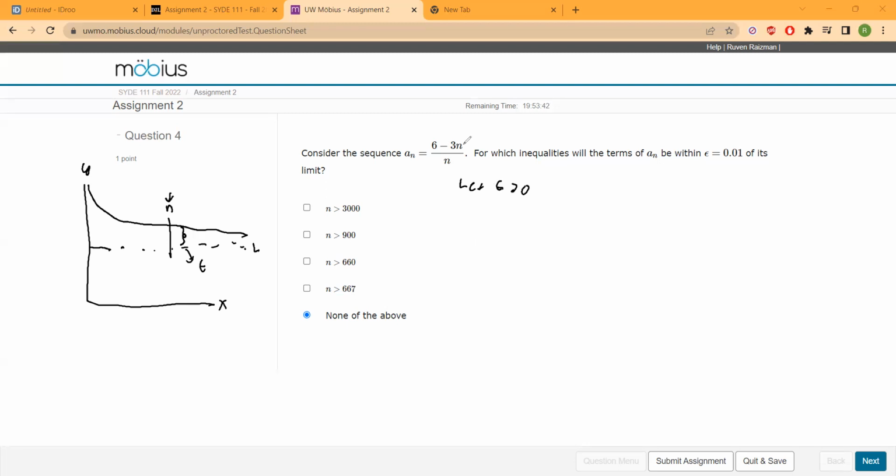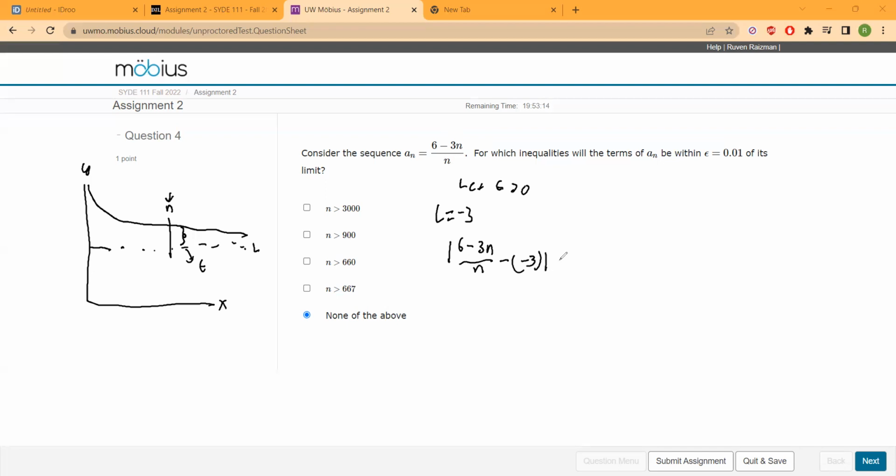So then what's our limit? Our limit is just going to be negative 3 over 1. That's what we're going to reach. So then it's going to be negative 3. Our L is equal to negative 3. Then we're going to take the absolute value of (6 - 3n)/n - (-3).